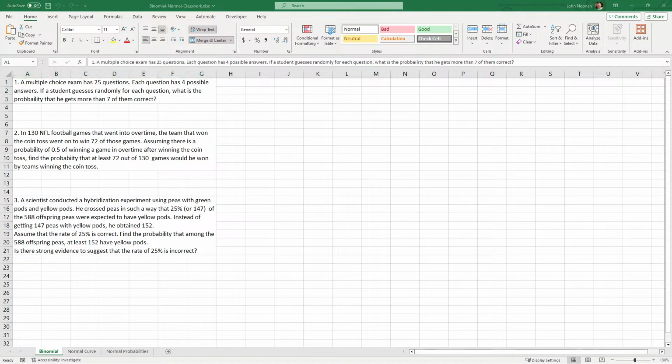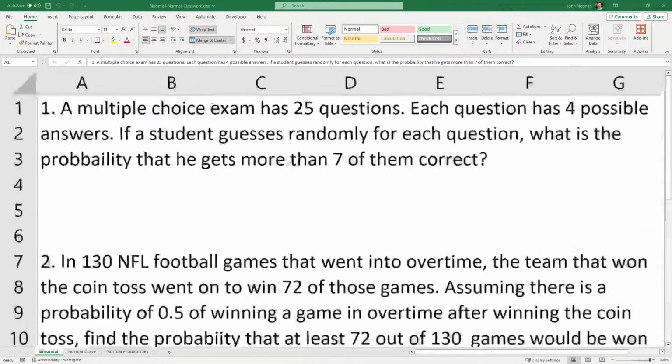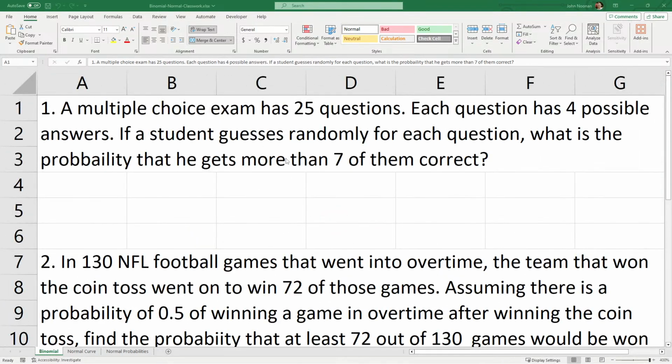So here's what we're going to do. Let's take a look at all of these problems on this page. You'll notice down here at the bottom, you have 3 tabs. Once we get through the 3 tabs, we're done for the day. So the first tab, binomial. These are all binomial probabilities.